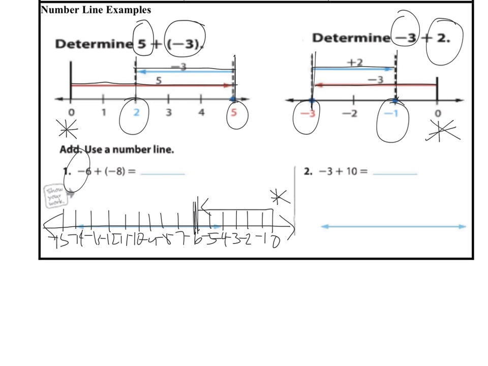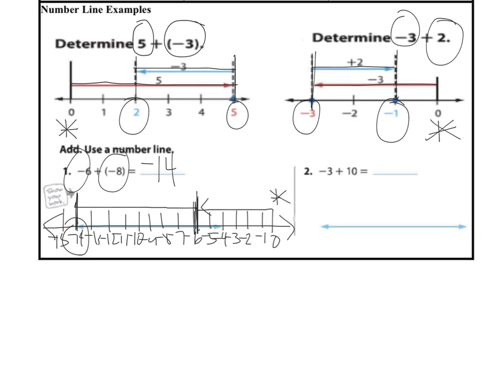Okay, now I have plus -8. So since it's negative, I'm going to go to the left again 8 times. All right, so starting from where I left off, 8 times to the left. So 1, 2, 3, 4, 5, 6, 7, 8. And I end on -14. So my answer is -14.